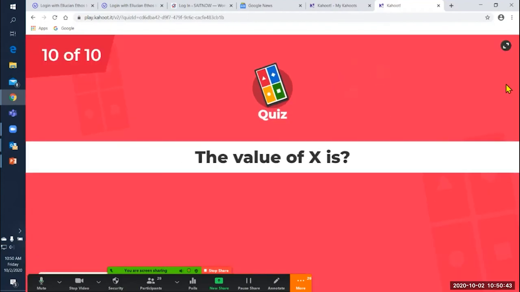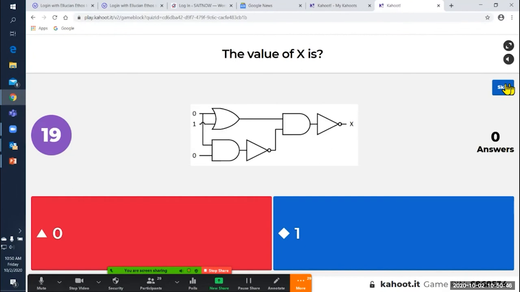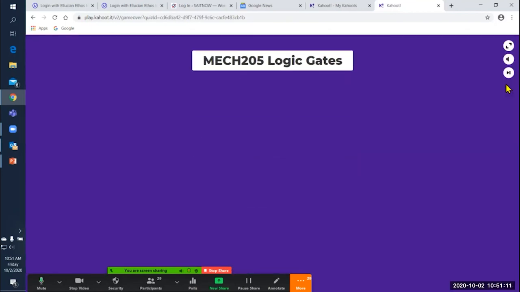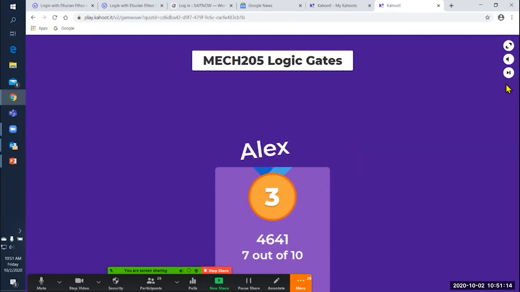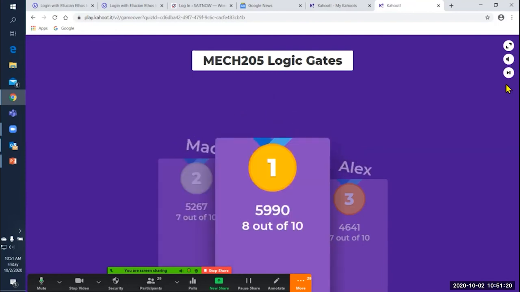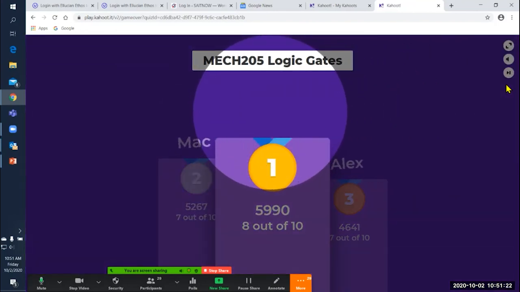Last question. Value of X. 20 seconds. It's a little more complicated. Whoa, a lot more complicated. Let's see how we did at the end. Alex wins, 4,600. Nope, Alex third, sorry. Mac, 5,200. 8 out of 10 goes to Seth.